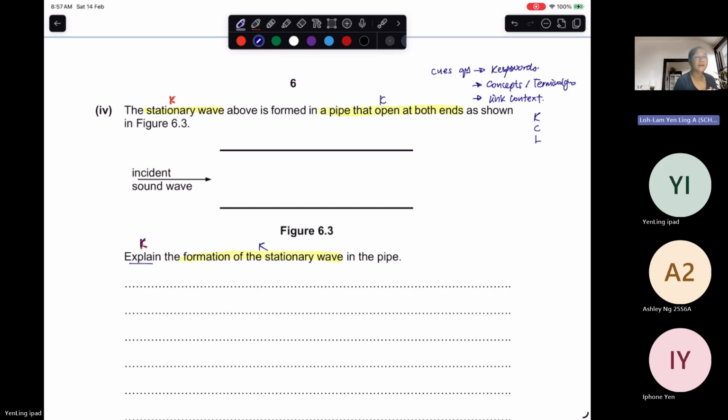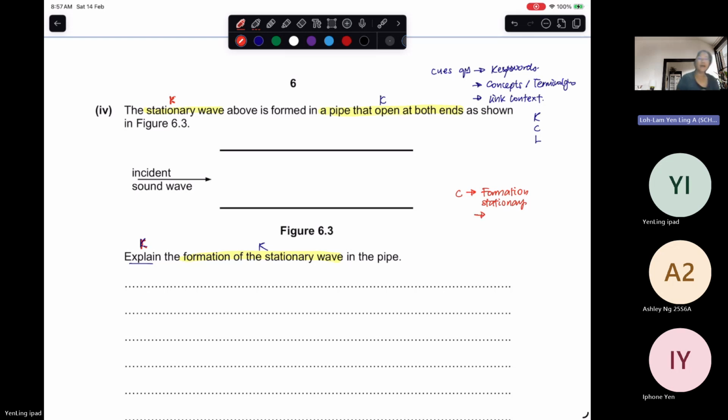So in questions like that, when there is a definition involved, but there is also a context involved, then what you need to do is bring the context and combine it with the definition together. So we've got the keywords, and now we can identify the context, the concept. The key concept that we have is about formation of stationary waves.